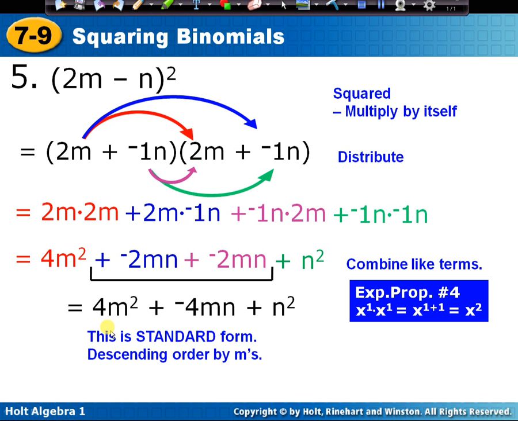If you multiplied it out, this is what you should have gotten: 4m squared plus negative 4mn plus n squared. You also could have had 4m squared minus 4mn plus n squared, and that is the correct answer. If you chose this method and you did not get this answer, then pause the video now, check the work up here, and figure out exactly where you went wrong.